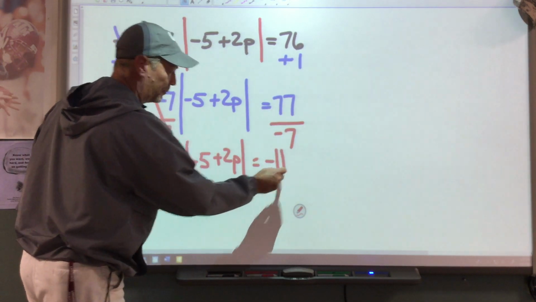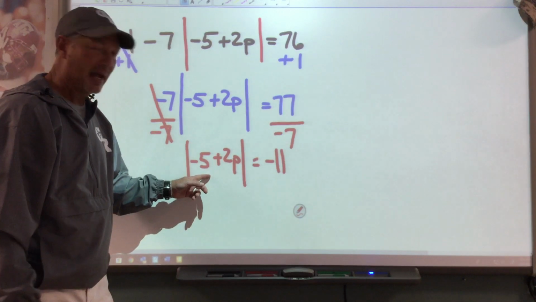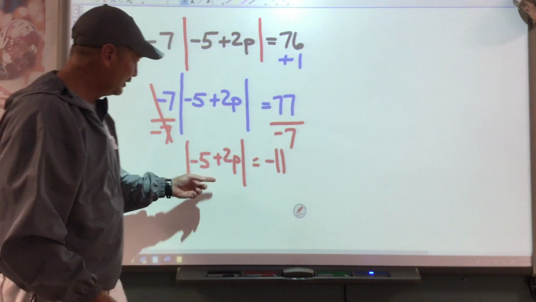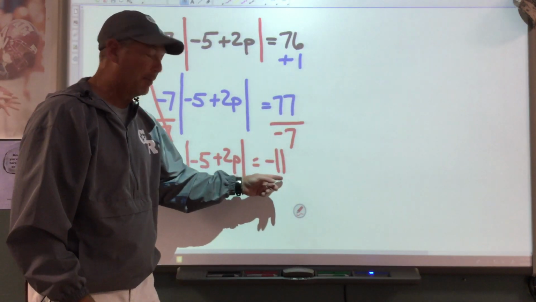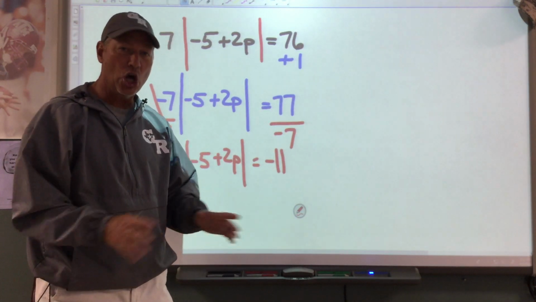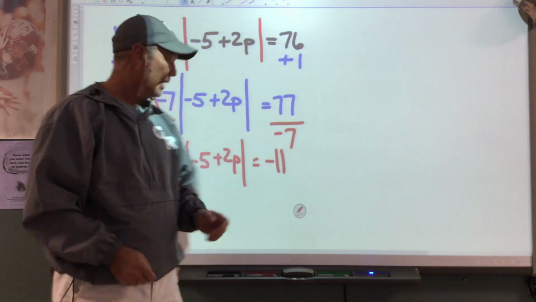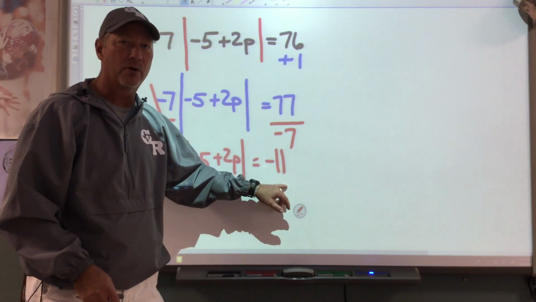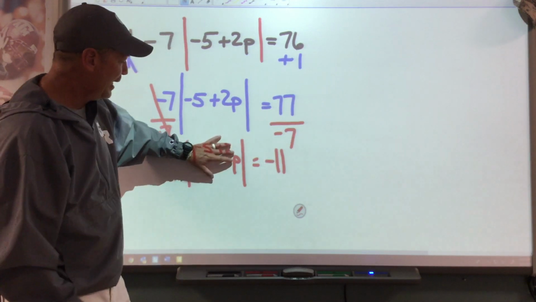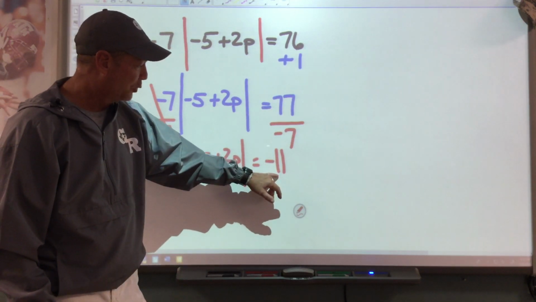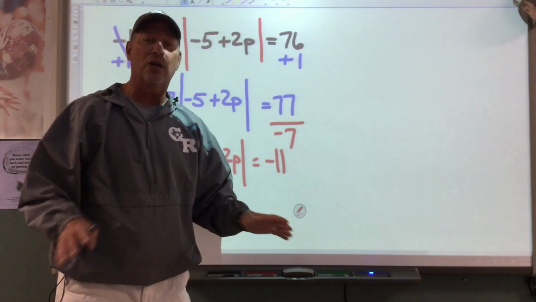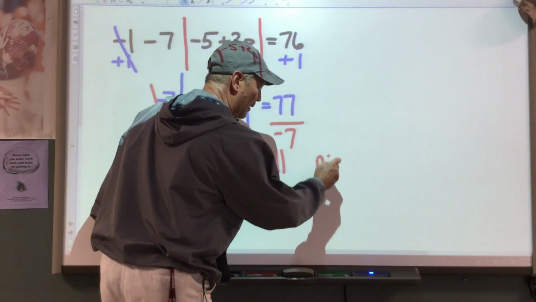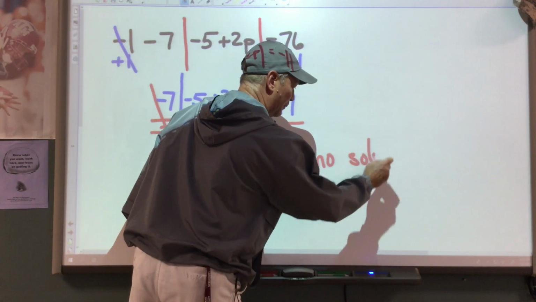which is a negative 11. Is my absolute value by itself? Yes. Is my absolute value equal to a positive number? No. So remember what we said. Can absolute value ever equal a negative number? No. So when you get absolute value by itself and it's equal to a negative number, you shut it down, you stop right there, and you say it can't happen, it can't work. This will be a no solution.